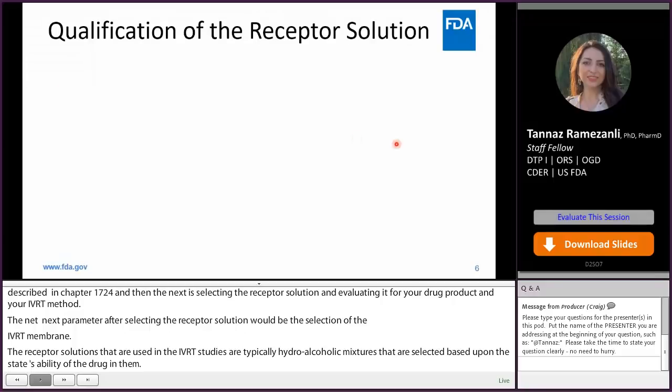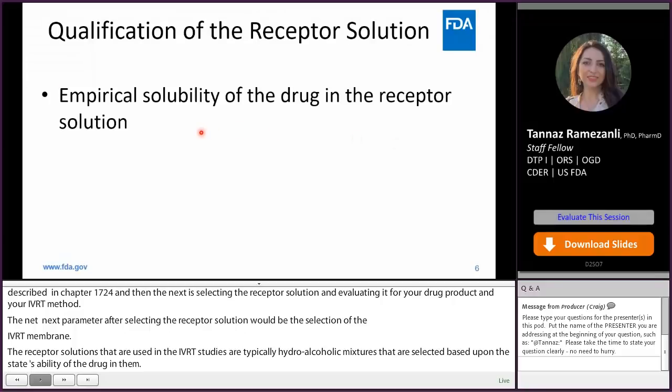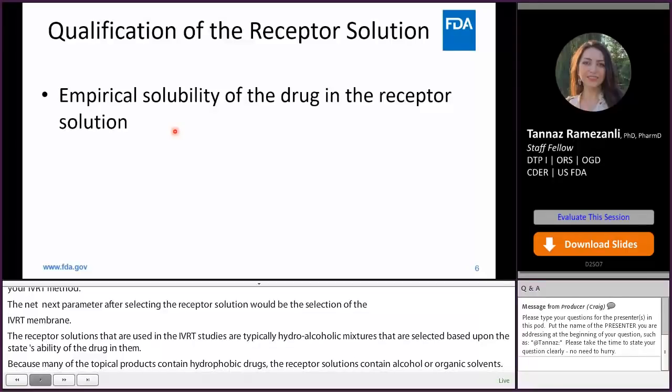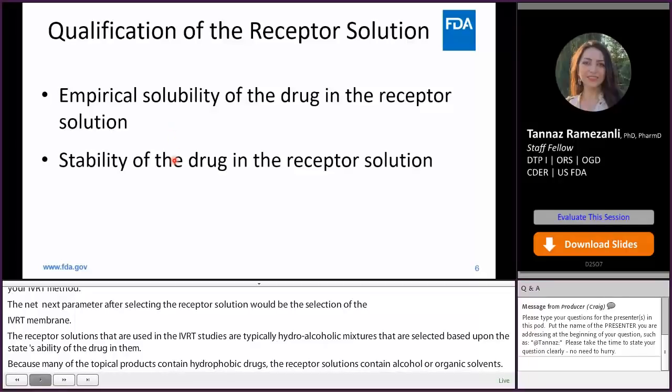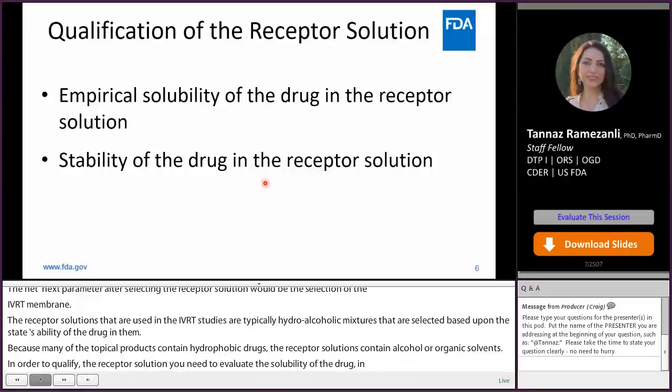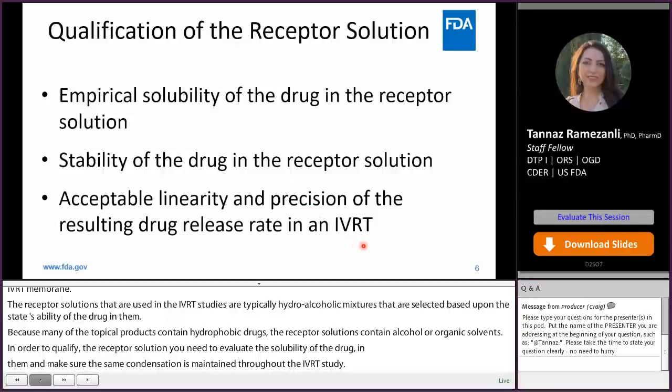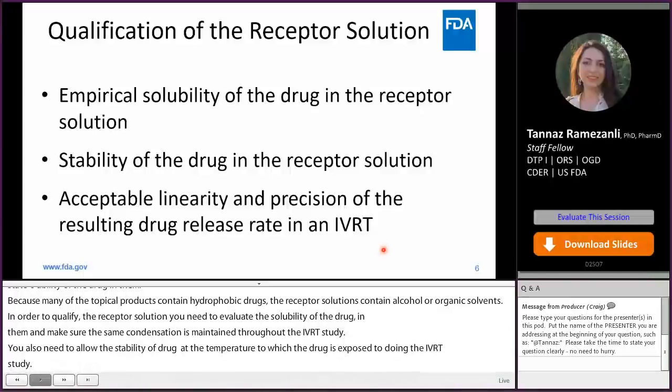In order to qualify the receptor solution, you need to evaluate the solubility of the drug in them and make sure the sink condition is maintained throughout the IVRT study. You also need to evaluate the stability of the drug in the receptor solution at the temperature to which the drug is exposed to during the IVRT study. And in addition, you need to demonstrate acceptable linearity and precision of the resulting drug release profile using the selected receptor solution.